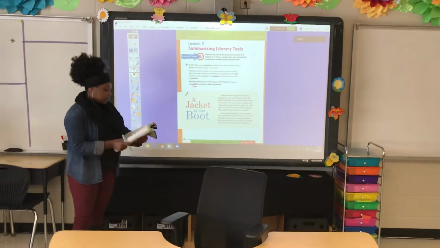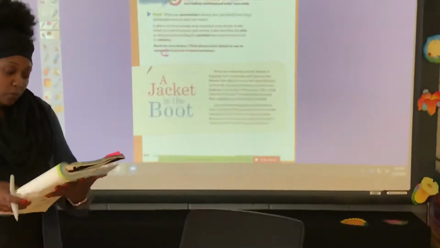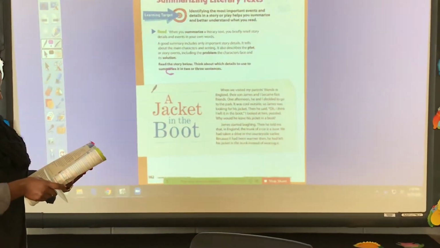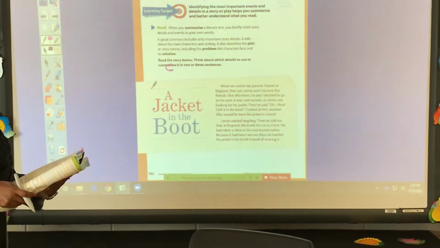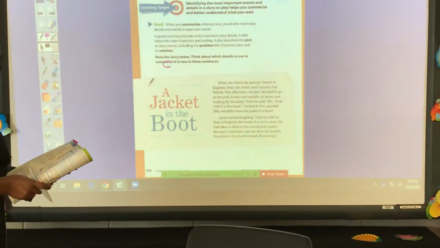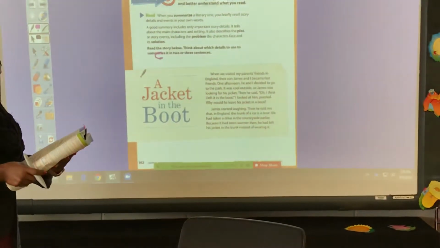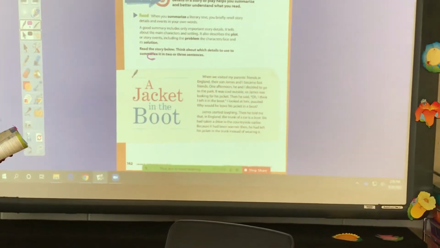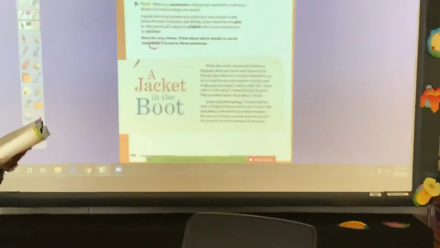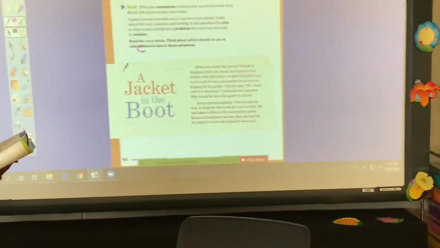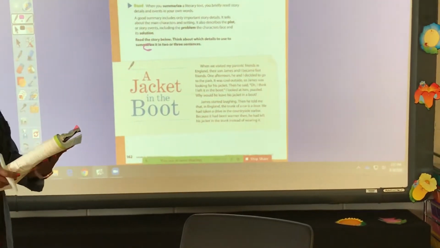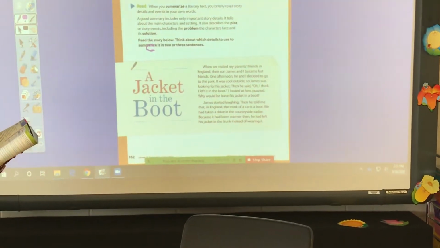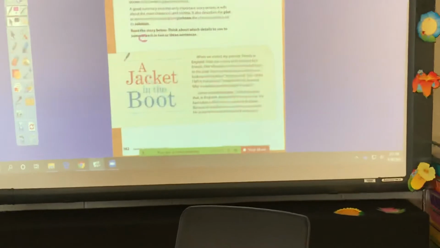I'm going to read from my book. A Jacket in the Boot. When we visited my parents' friends in England, their son James and I became fast friends. One afternoon, he and I decided to go to the park. It was cool outside, so James was looking for his jacket. Then he said, "Oh, I think I left it in the boot." I looked at him puzzled. Why would he leave his jacket in a boot? James started laughing. Then he told me that in England, the trunk of a car is a boot. We had taken a drive in the countryside earlier because it had been warmer then. He had left his jacket in the trunk instead of wearing it.